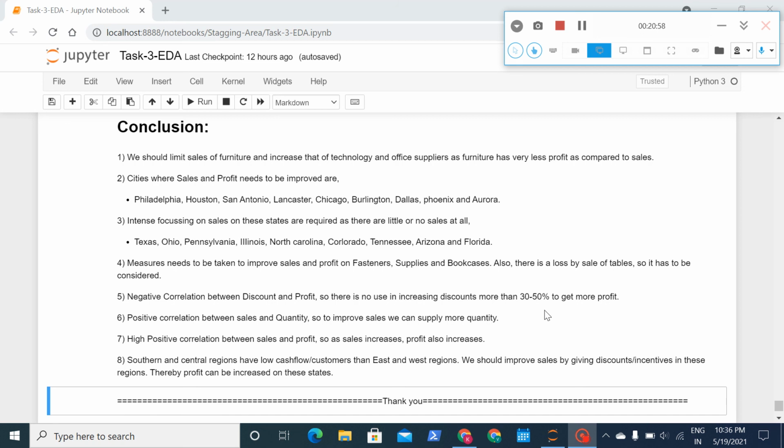Positive correlation occurs between sales and quantity, so to improve sales we can supply more quantity. High positive correlation occurs between sales and profit, so as sales increase, profit also increases. Southern and central regions have low cash flow customers compared to the east and west regions. We should improve sales by giving more discounts or intensive incentives in these regions. Thereby, profit can be increased in these states.